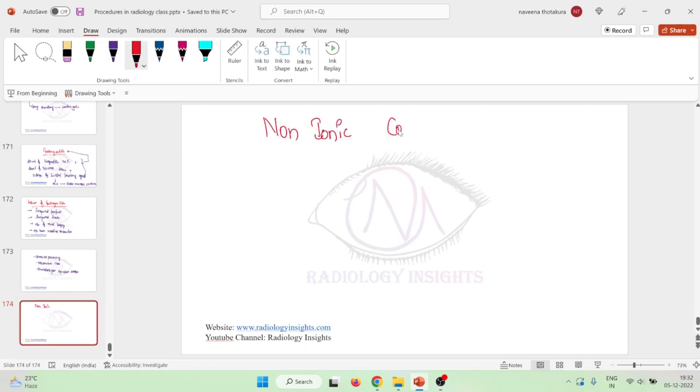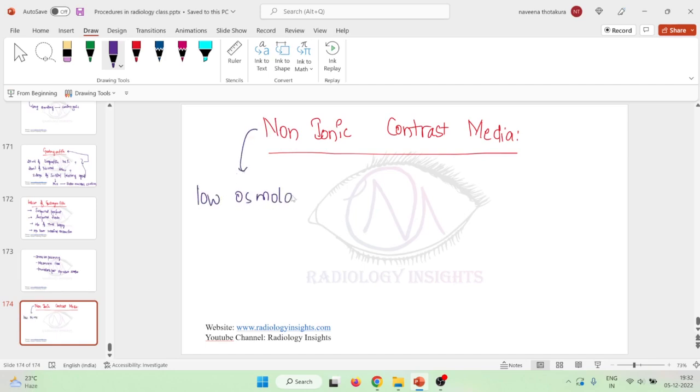We also have one more type, non-ionic contrast media. This non-ionic contrast media is a low osmolar contrast media. As a result, number one, it produces better opacification. Number two, because it has low osmolarity, it has better opacification.